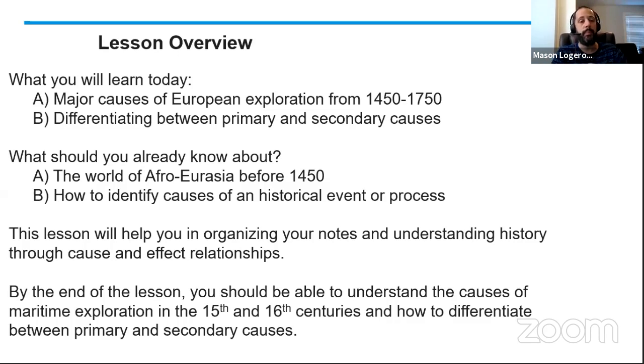as we'll see today. So last week, we kind of looked at some of the major land empires in Afro-Eurasia, the gunpowder empires and all that. Today, we're going to look at how European countries began expanding their empires overseas. Also, we're going to talk a lot about causes today, causes of historical events and processes, and focus specifically on the difference between a primary and secondary cause.